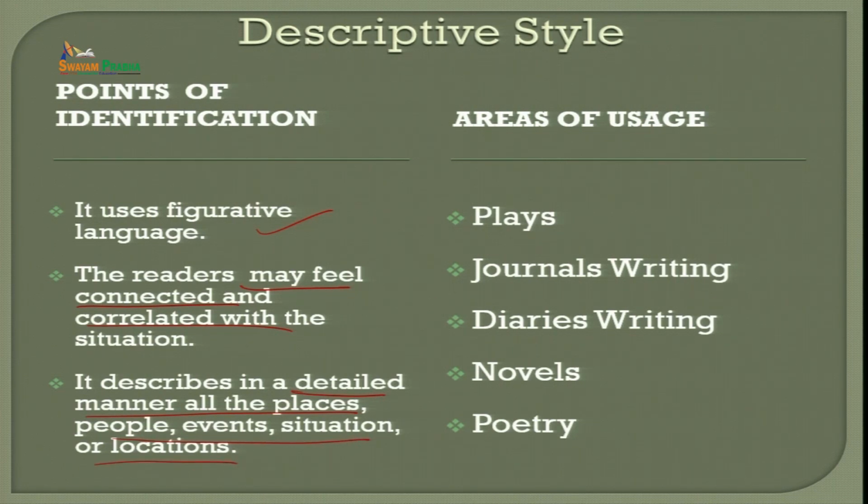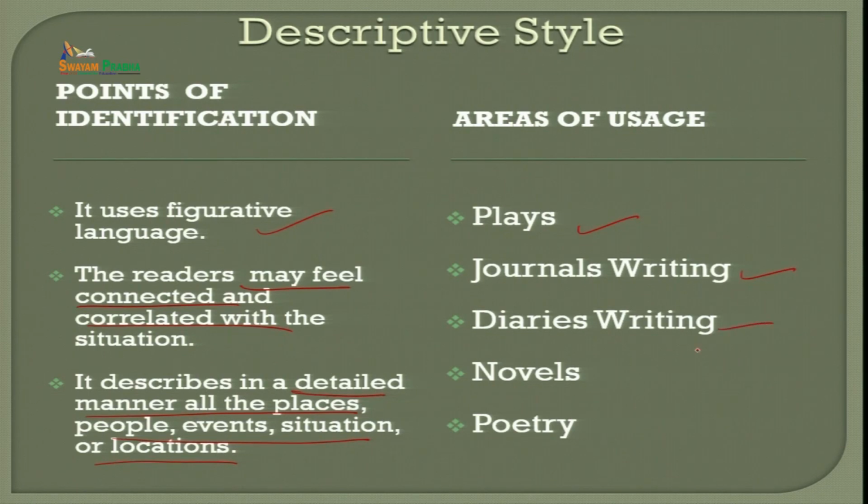But basically expository and descriptive, they both are in the same manner describing the situation, describing the people, describing the place. But what is the basic difference between descriptive and expository? The basic difference is that descriptive is too lengthy, whereas in expository you have to specify the person, and the writer is not going to use his own imagination, whereas in descriptive he is generally going to use his own imagination and thinking process. For example, plays, journal writing, diary entries, novels and poetry are a few areas of usage where descriptive styles can be used.